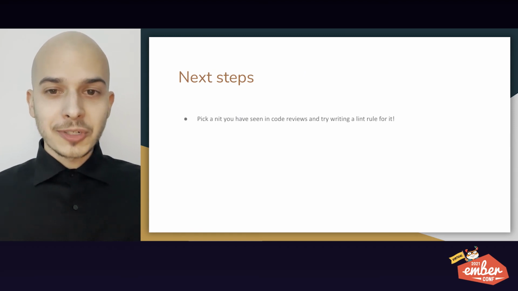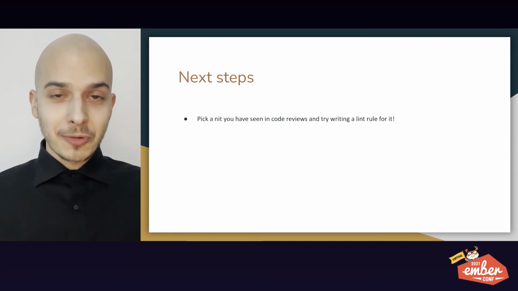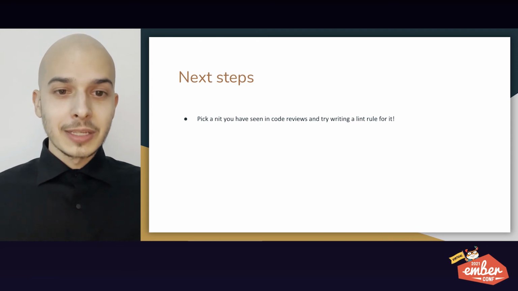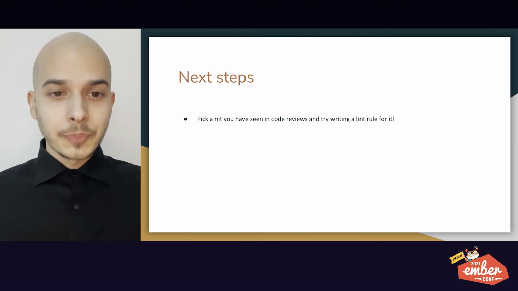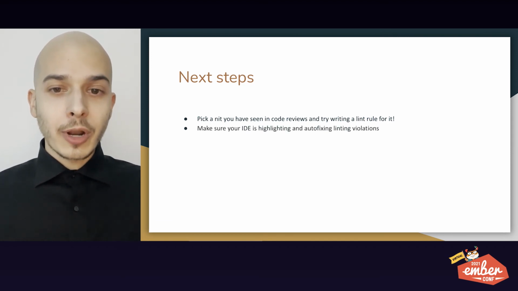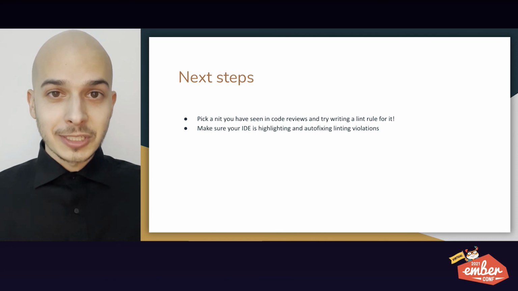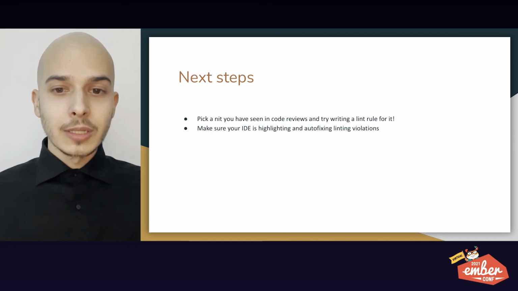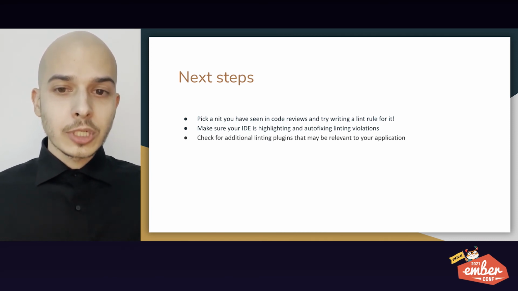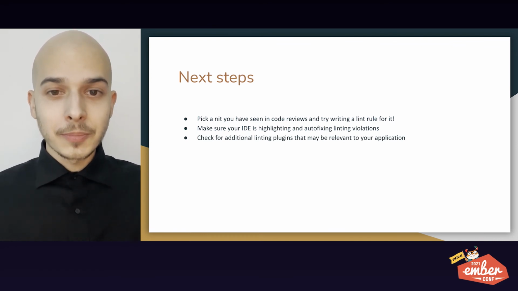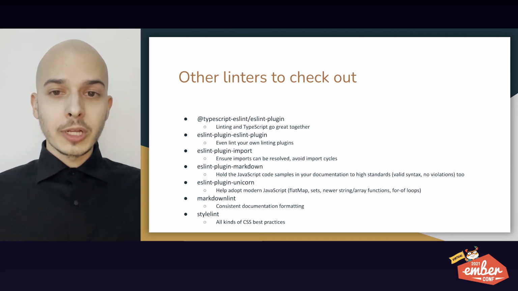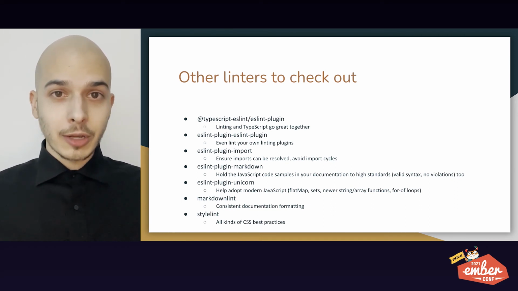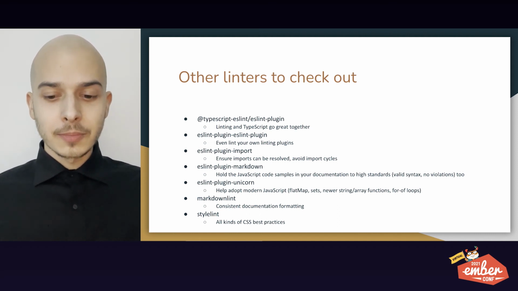So now it's your turn to pick a common nit or other mistake that keeps coming back to haunt your team, and to try writing a lint rule to address it. You'll also, of course, want to make sure your IDE is highlighting and auto-fixing linting violations for you. And you'll want to consider researching and installing any other relevant linting plugins for your codebase. I've included a handful of my favorite linters for you to check out here, but there are still hundreds or thousands more to choose from.